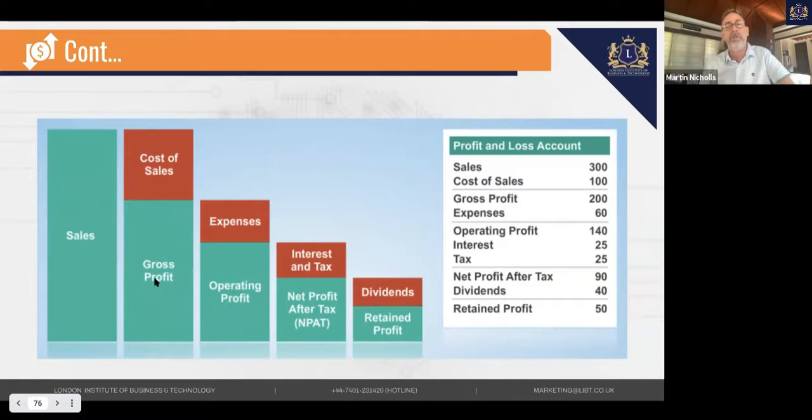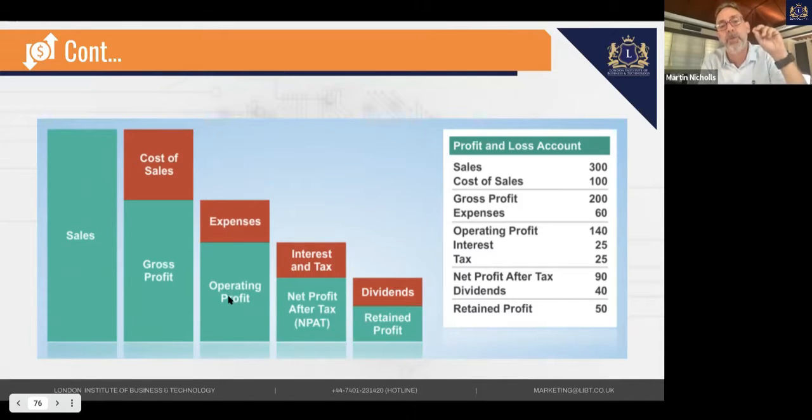But we also have a number of expenses for the business. Lots of expenses for the business, actually, which have to go on top of the cost of sales. Then that gives us our operating profit. It's because what we've done is we've taken all of the costs off, apart from our interest and tax.